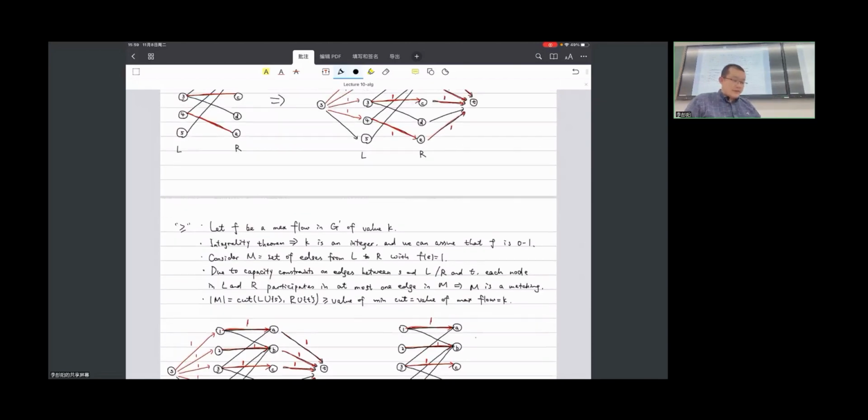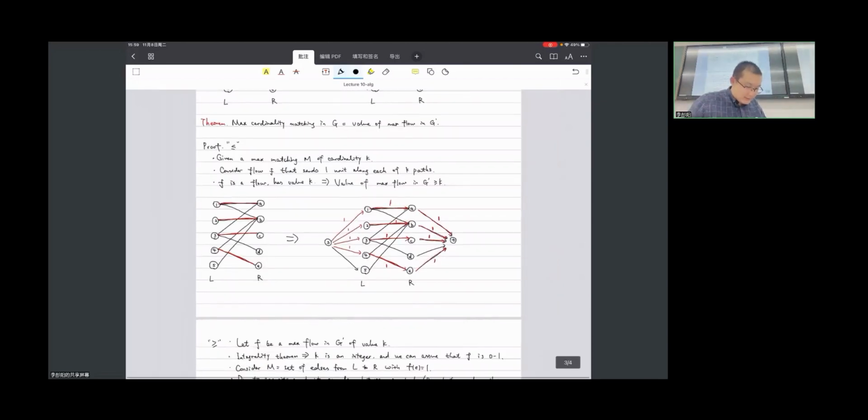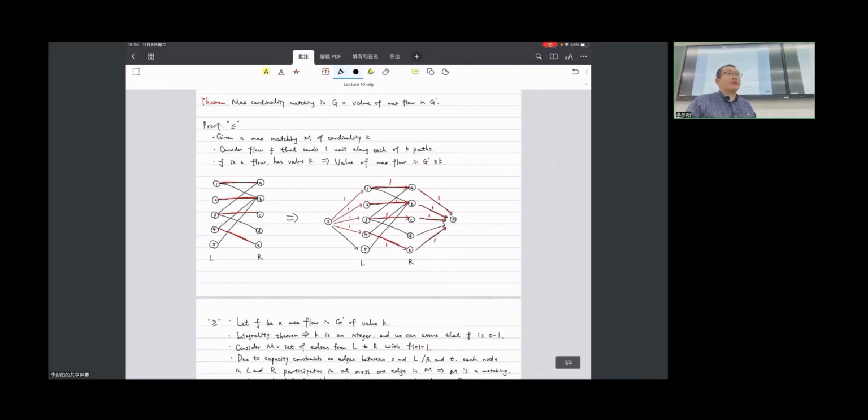Okay, any questions about the bipartite matching problem? Okay, if there is no question, let's take a break and then come back to our discussion about applications of the network flow algorithms.